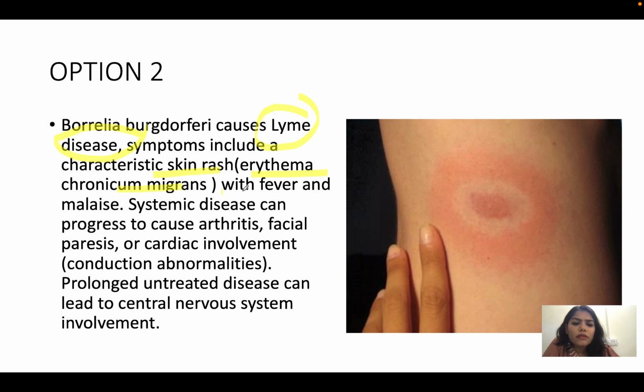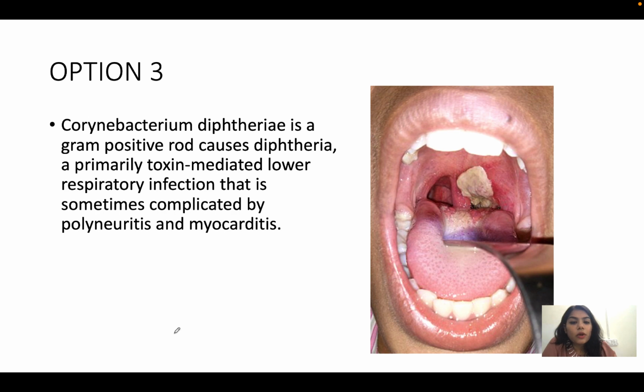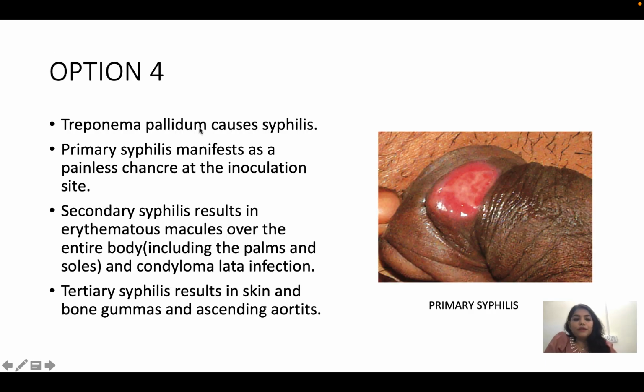Also there is presence of fever and malaise. There is characteristic presence of arthritis, facial paresis, and cardiac involvement can occur in the form of conduction abnormalities. Prolonged untreated disease can lead to central nervous system involvement. Moving to the third option, Corynebacterium diphtheriae, as you know, is a gram-positive rod, and it causes diphtheria. It is a primarily toxin-mediated lower respiratory infection that is complicated by polyneuritis and myocarditis.